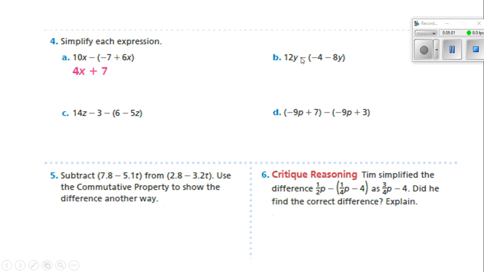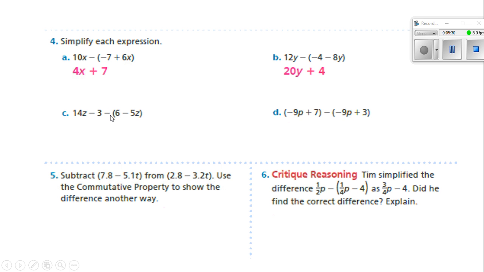B says 12y minus negative 4 minus 8y. Well, this is a negative times a negative is a positive, so this can be a positive 4. And a negative times a negative is a positive again, so this will be a positive 8y. So 12y plus 8y will give us 20y, and 20y plus 4 will be our answer. Next, I've got C. It says 14z minus 3 minus 6 minus 5z.